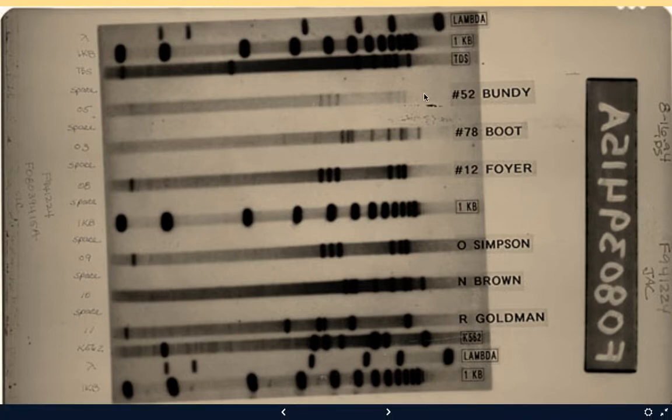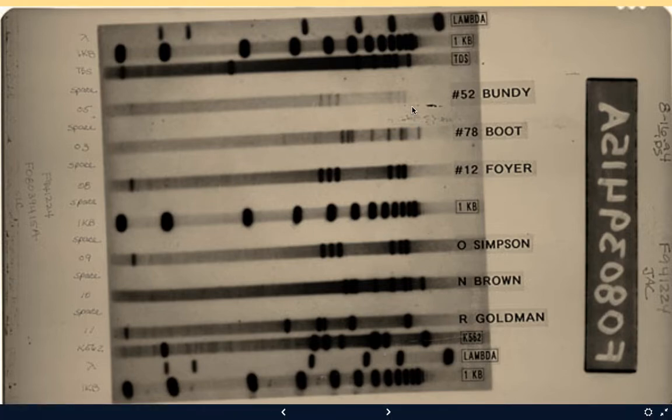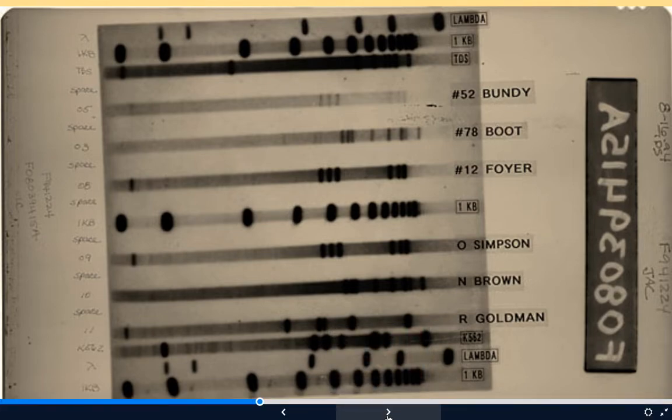And so what we can do is we can compare these DNA fragments to see what matches, okay? And so if we look at the boot here, and we compare it to the foyer, we can clearly see it's not a match, right? If we compare O.J. Simpson to the foyer, what are you seeing? You notice anything there? So we got a match. Here's Nicole Brown's DNA. That's going to be different. And here's Ron Goldman, also different. So this can be very useful for us in determining DNA fingerprints at crime scenes. It can also be very useful in determining paternity, or who's the daddy.